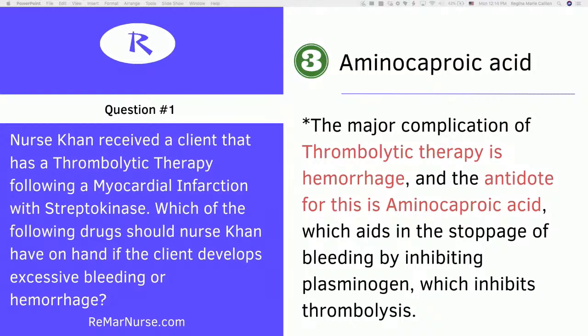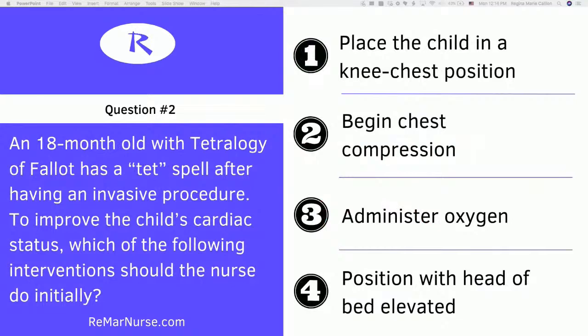The aminocaproic acid is going to aid in the hemorrhaging or the bleeding that is taking place, because it is going to inhibit the plasminogen, which is going to inhibit the thrombolysis. Oh, yes. This is a good question. I'm moving on. We're going to take it to pediatrics.